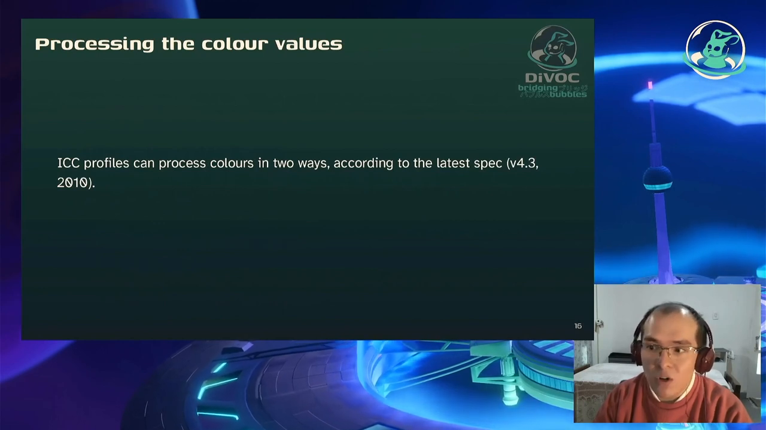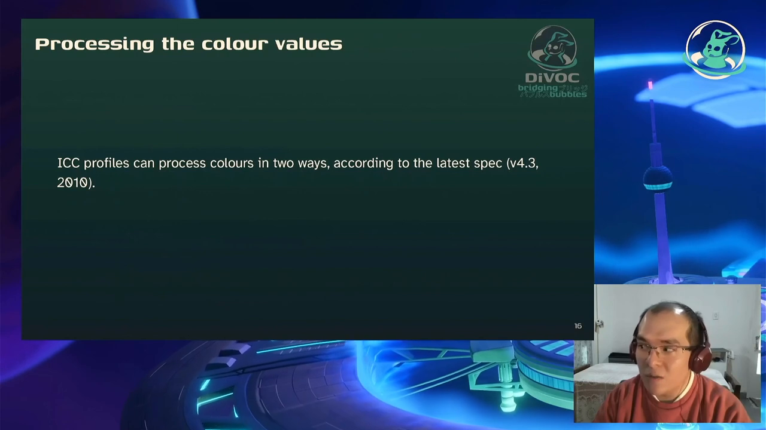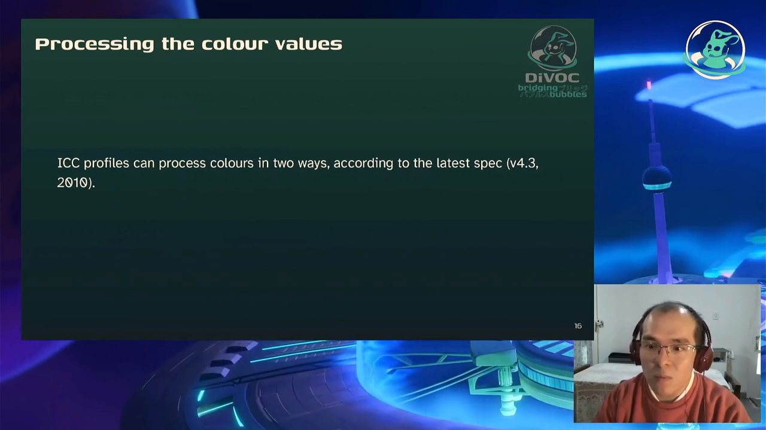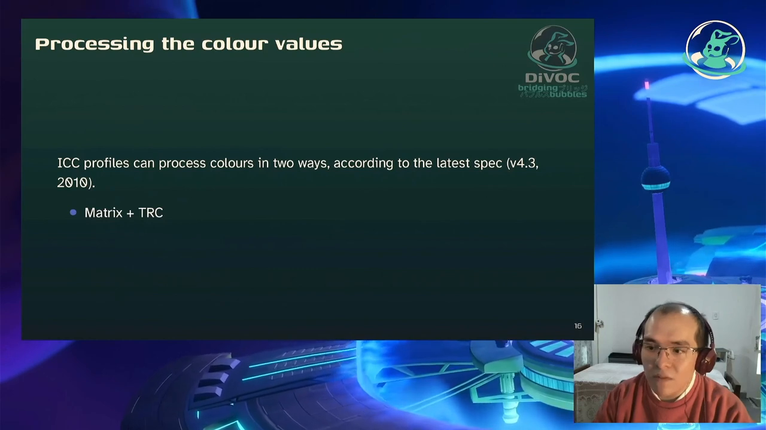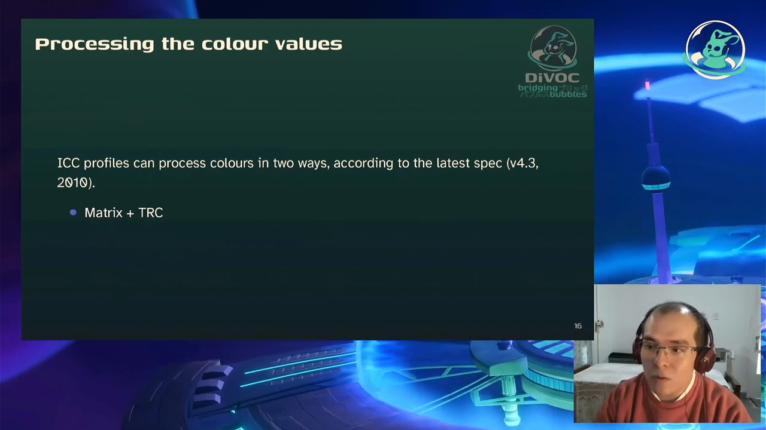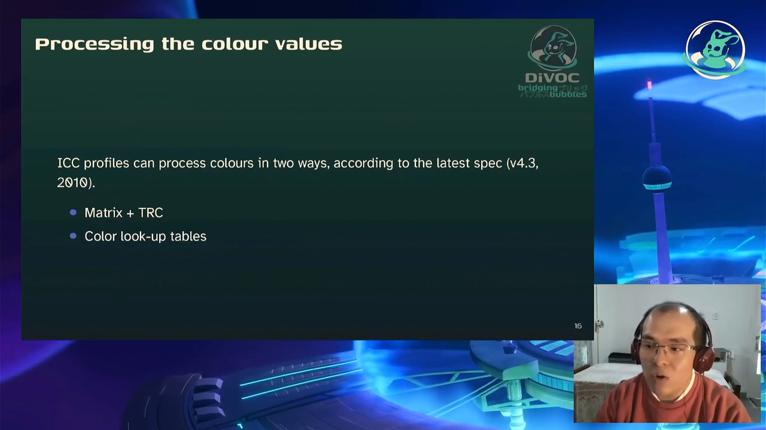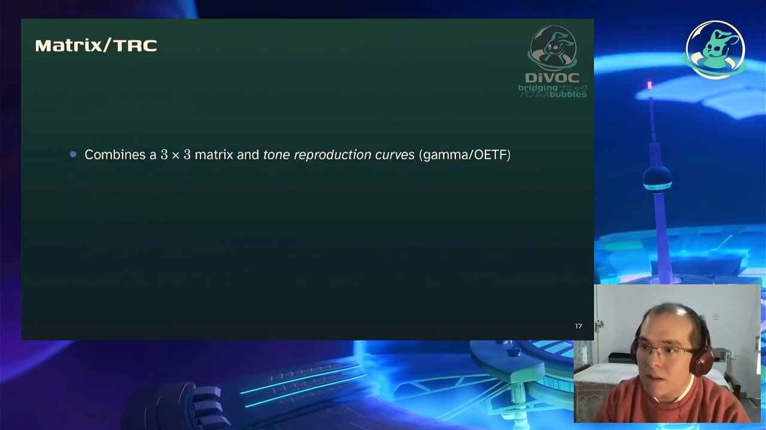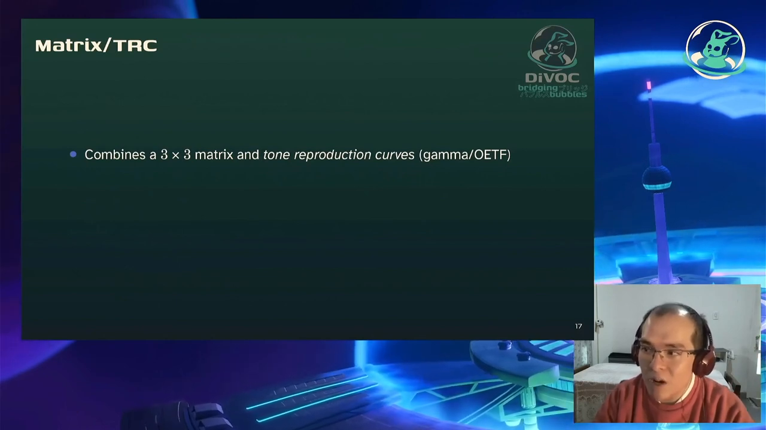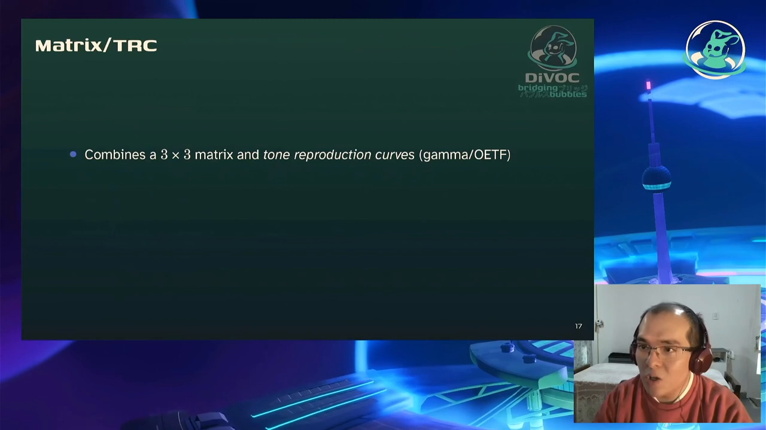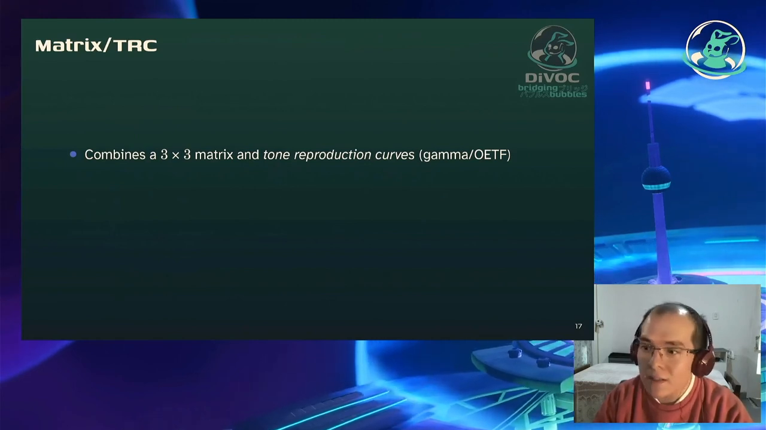So how do we process color values? ICC profiles in the current specification, which is 4.3, have two main ways in which they can process colors. The first one is called matrix plus tone response curves, or TRC, and the second is color lookup tables. Matrix TRC combines a 3x3 matrix plus tone reproduction curves, which you can also call gamma curves or OETF, that we will see later.